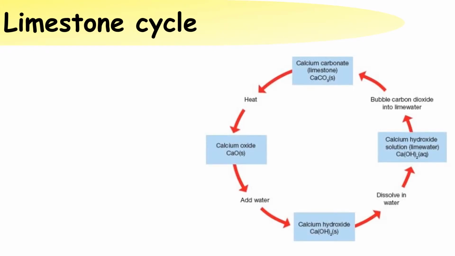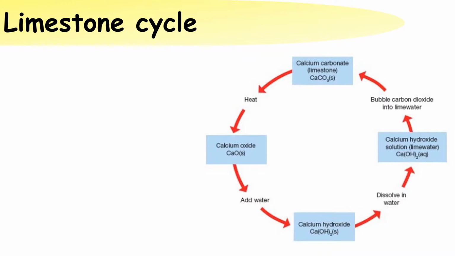The limestone cycle summarises the reactions that happen when calcium carbonate undergoes a range of different reactions. We start off by heating calcium carbonate. As we heat calcium carbonate, carbon dioxide is given off and we form calcium oxide. To this calcium oxide we can add water, which reacts with the calcium oxide to form calcium hydroxide.